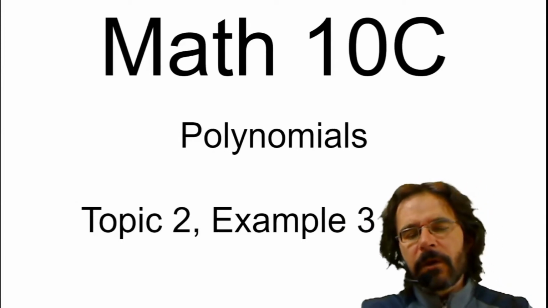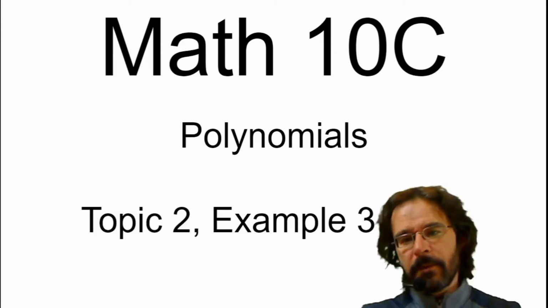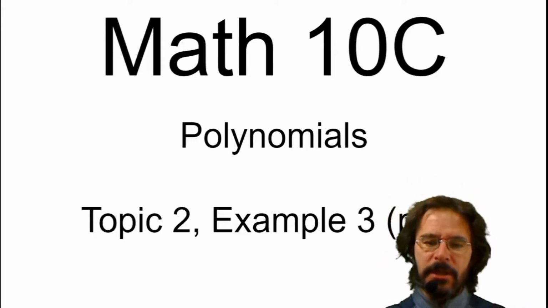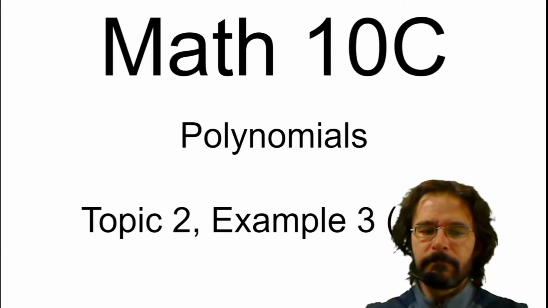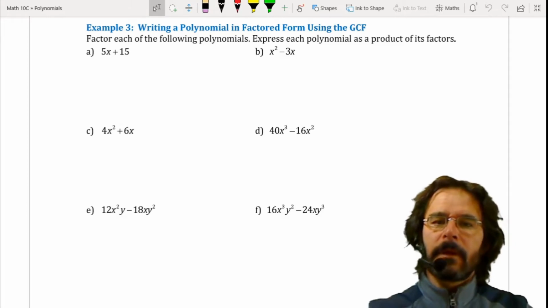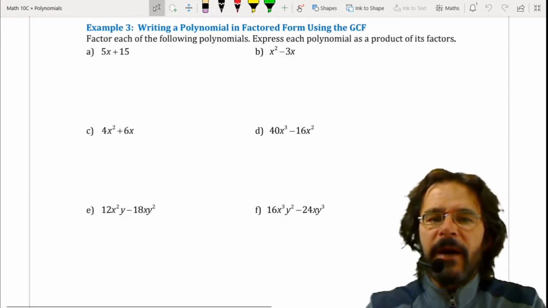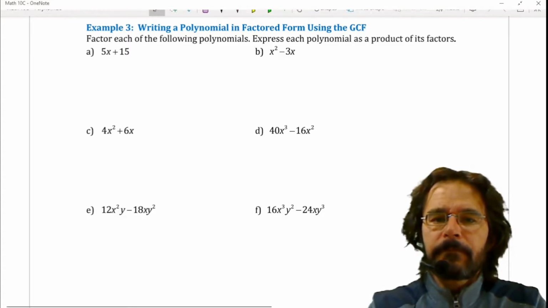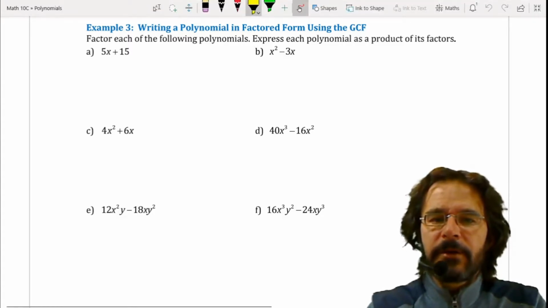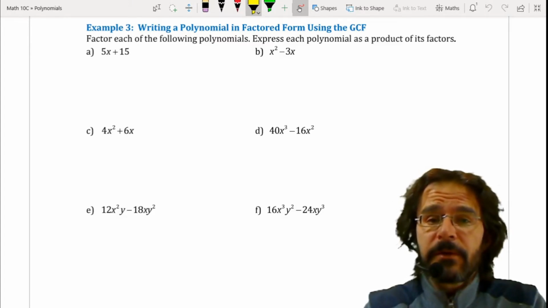In this video, I will cover Math 10C Polynomials, Topic 2, Example 3 on page 19. In this example, we'll be writing polynomials in factored form using the greatest common factor. Factor each of the following polynomials, express each polynomial as a product of its factors.